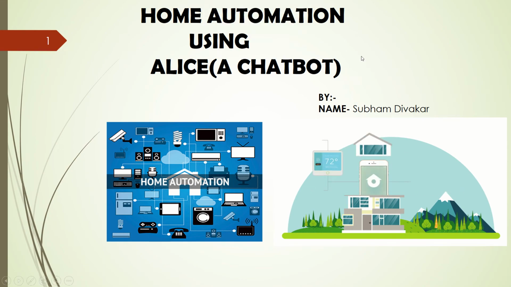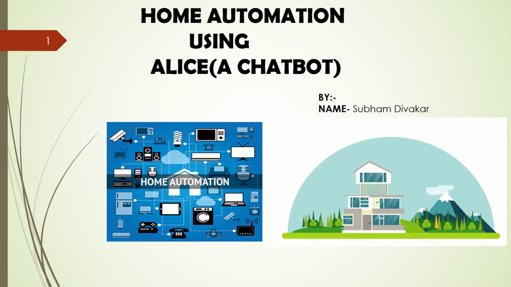Hello everyone, I am Shivam Divakar and this project is home automation using Alice, which is an Android based chatbot. Since this is home automation, you all must be wondering what microcontroller or board I have used, I mean Raspberry Pi or Arduino Uno. For simplicity I have used Raspberry Pi and not Arduino Uno.